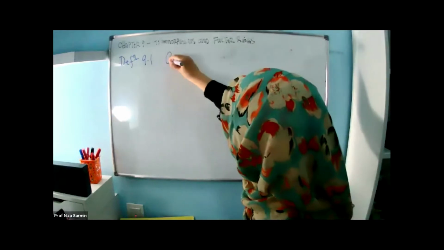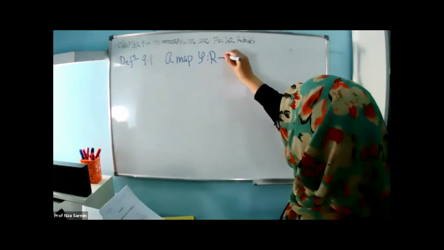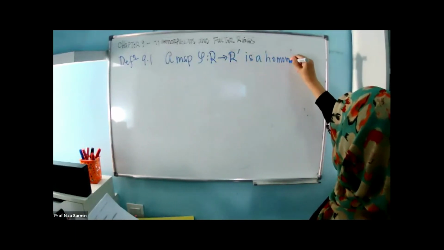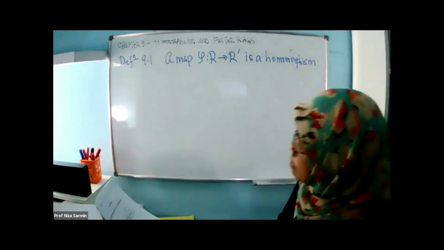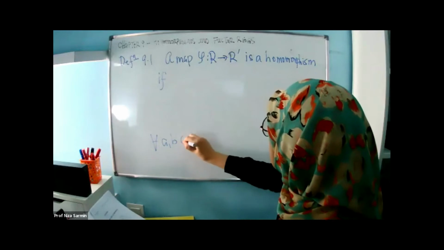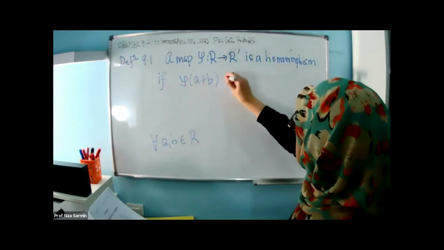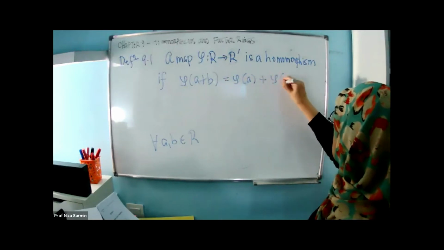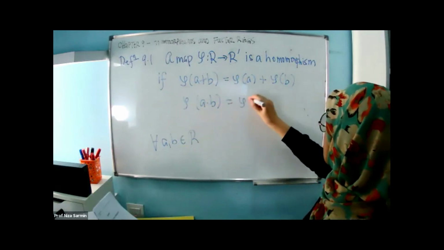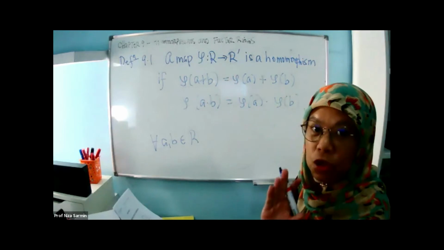All right, a map psi from R to R dash is a homomorphism if, for all A, B in R, phi of A plus B is phi A plus phi B, and phi of A times B is phi A times phi B. So there are two things that you need to check.